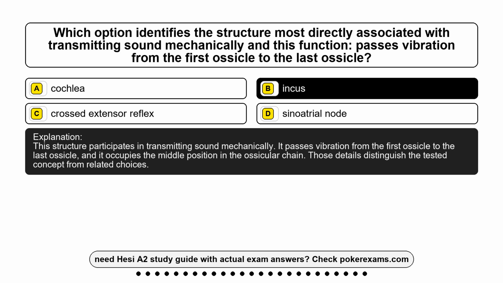This structure participates in transmitting sound mechanically. It passes vibration from the first ossicle to the last ossicle, and it occupies the middle position in the ossicular chain. Those details distinguish the tested concept from related choices.